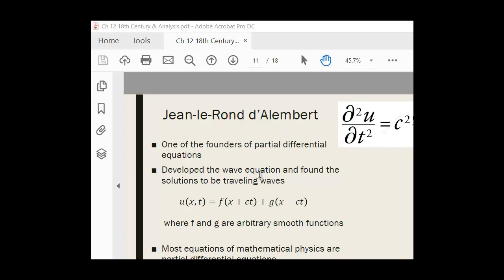Not only did D'Alembert come up with the equation, he was able to solve it and found that every solution looks something like this. So, a rather vague description, but the important part is that this describes traveling waves. If you've ever looked at a slow motion video of a guitar string or a piano string, you see these so-called standing waves traveling back and forth on the string. And that's what this mathematical solution predicts. Again, today most equations of mathematical physics are partial differential equations. So this wave equation and things like it are how we describe our world.